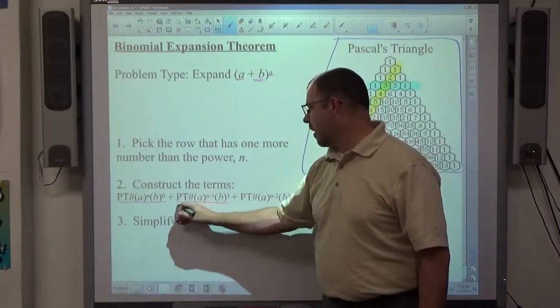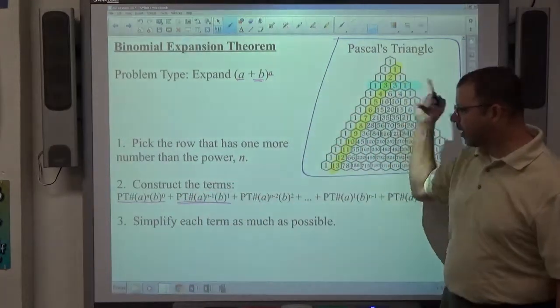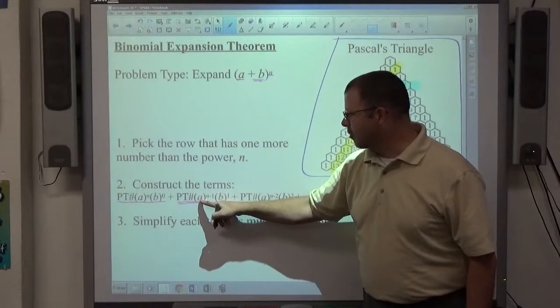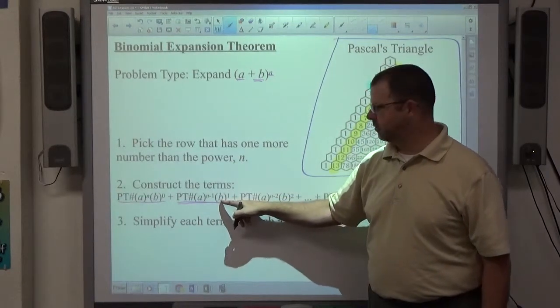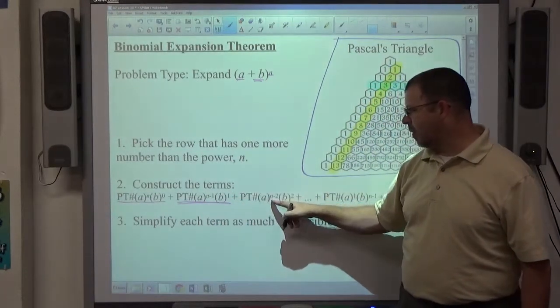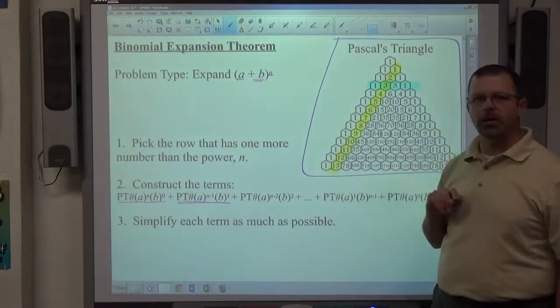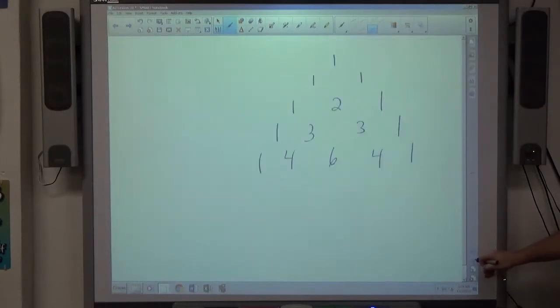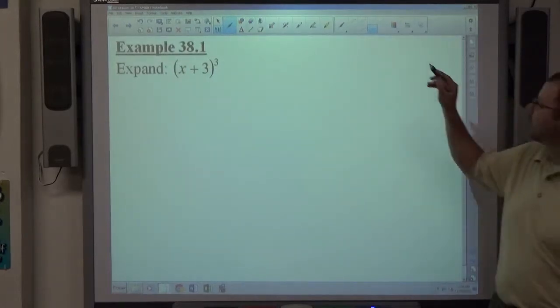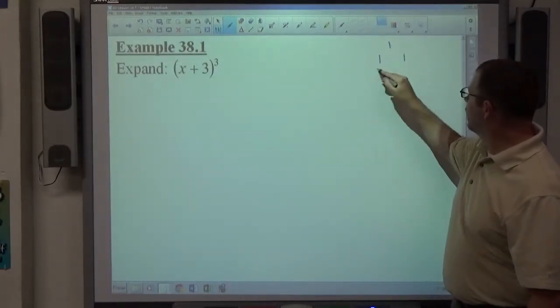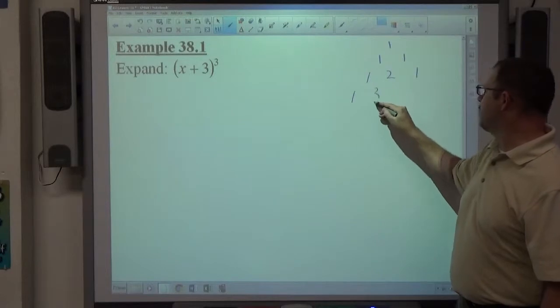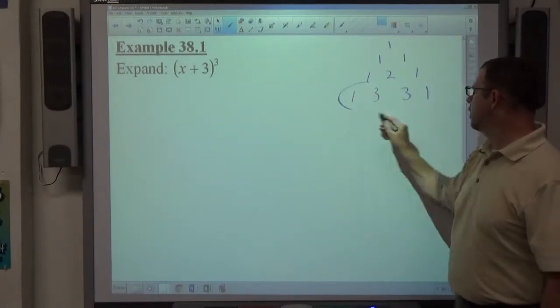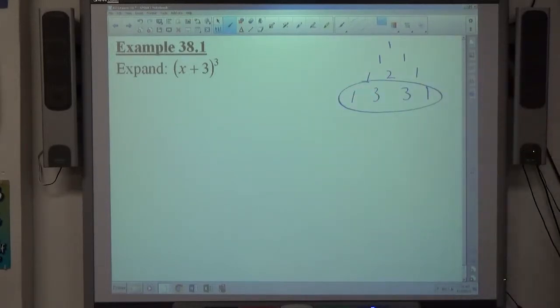The next one is going to be the next Pascal's triangle number, which would be 3. And then you drop the power of the first by 1, and you raise the power of the second by 1. With the next Pascal number, drop by 2, raise by 2, and so on, until you get all the terms. Let me demonstrate using Pascal's triangle on this problem. If you don't have the row memorized yet, just build Pascal's triangle down and you get it: 1, 3, 3, 1.